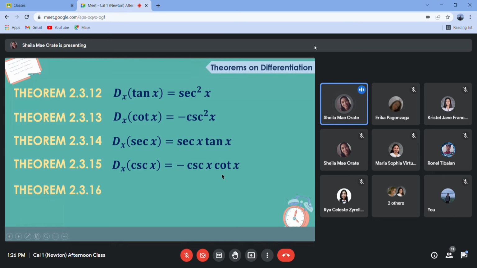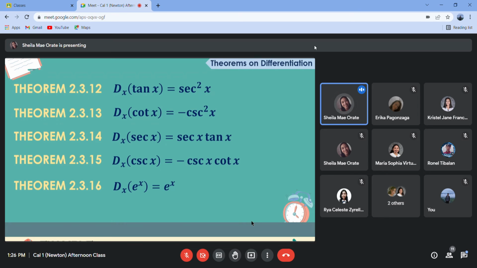And lastly, we have the derivative of e raised to the power of x is equal to e raised to the power of x. So the derivative of e raised to the power of x is itself. This one is the easier derivative part. You have to take note of this or take a screenshot of this because this is very helpful and useful.